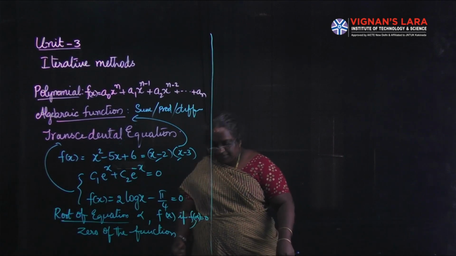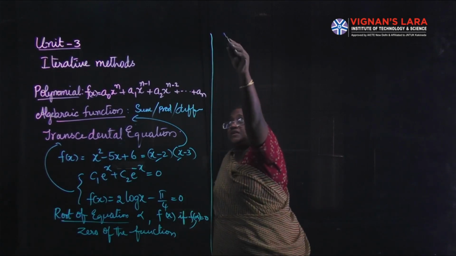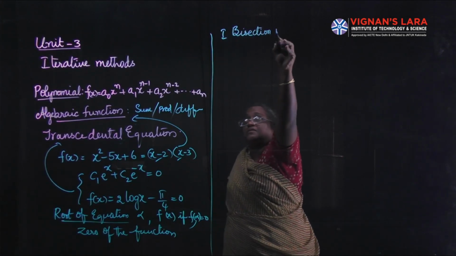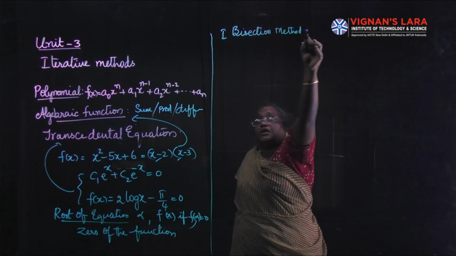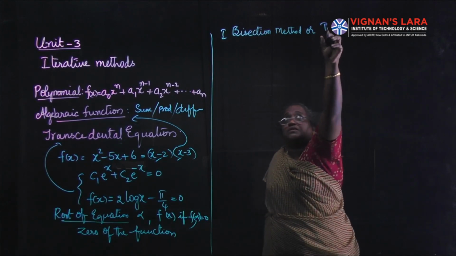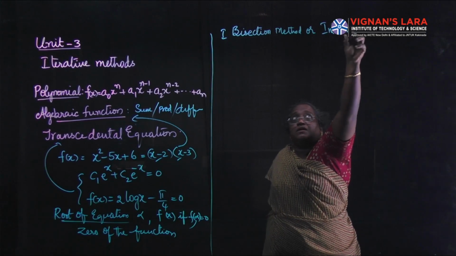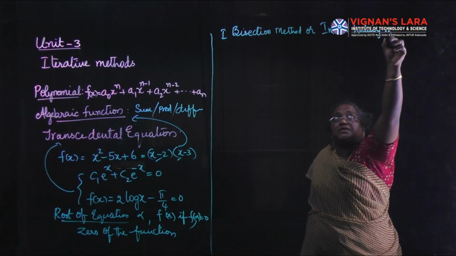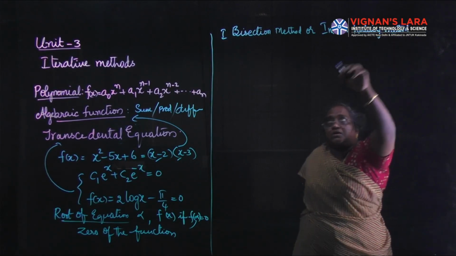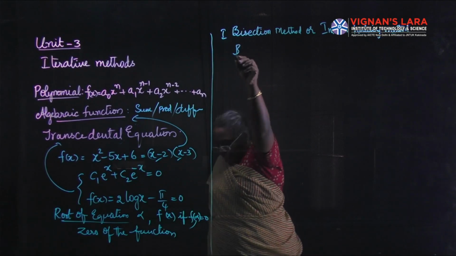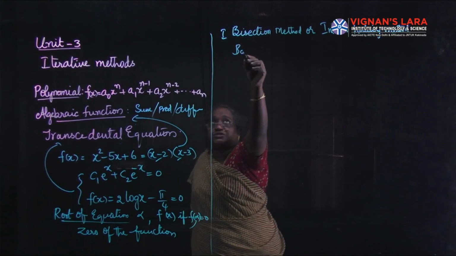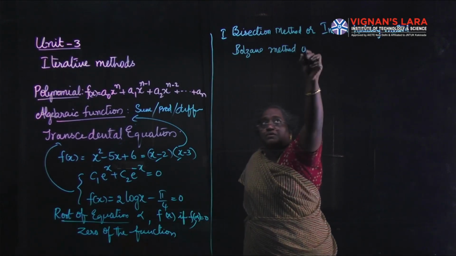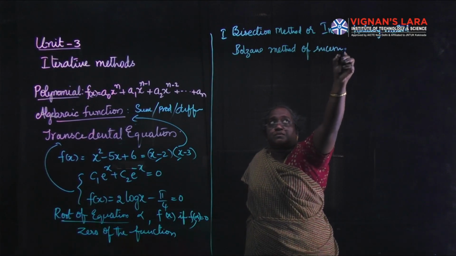Now let us see the methods which we have here. The first one is the bisection method. It is also called the interval halving method. Halving means we make it into two halves. It is also called the Bolzano method of successive bisection.